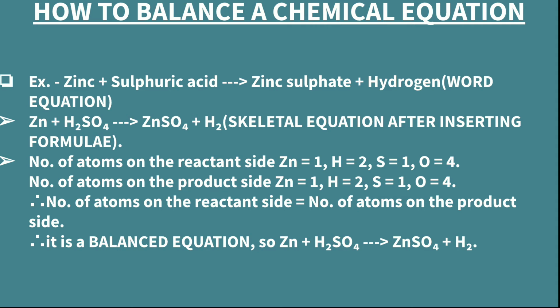Reactant side: Zn is equal to 1, H is equal to 2, S is equal to 1, O is equal to 4. Then on the product side, we see again Zn is equal to 1, H is equal to 2, S is equal to 1, O is equal to 4. Therefore, the number of atoms on both the reactant side and the product side are equal. So the skeletal equation here is already a balanced equation. It is like this: Zn plus H2SO4 will give us ZnSO4 plus H2.